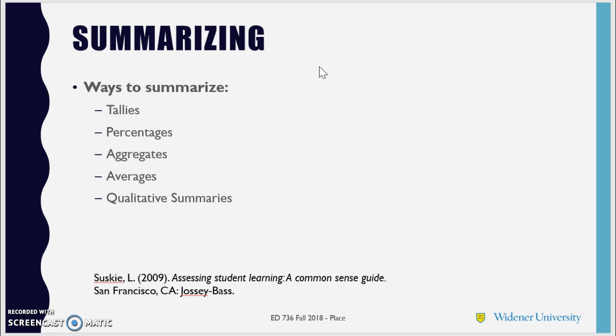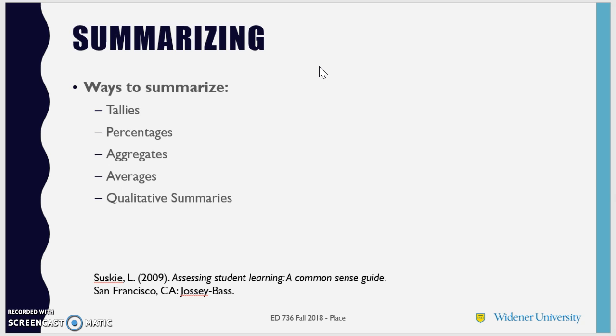So there are ways to summarize. You will likely only use the first 2 when you're doing your assignment this week. You will be looking at tallies, so that's an actual count of something. How many students, for example, scored above a 50%? If you have a certain metric, you want everyone to get an A. How many students did fall in that A range, B range, etc.? Percentages are also fairly obvious.